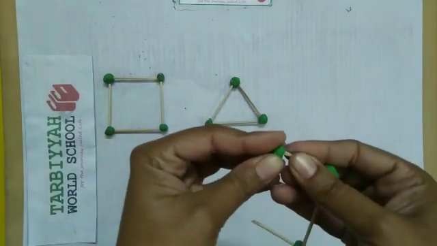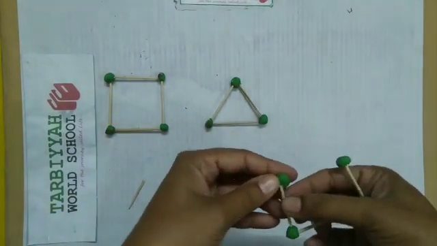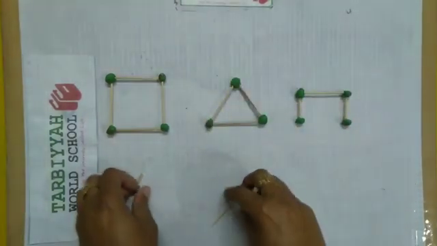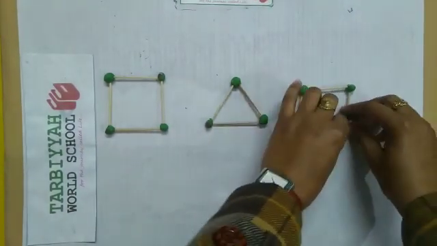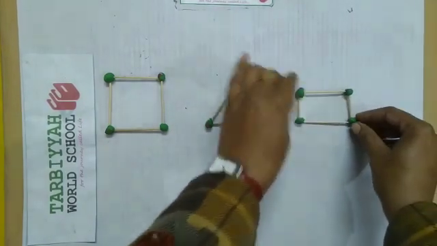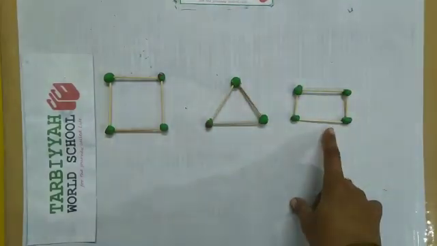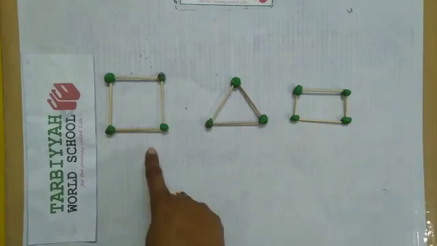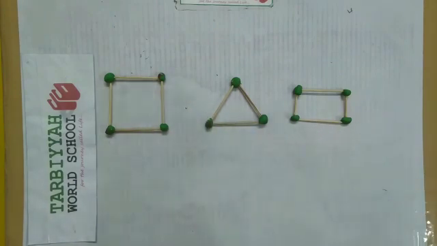And like this. Yes, very good. And like this. Yes, now like this. And now like this. Now which shape is this? Can you tell me, my dear students? Yes, this is rectangle. Which shape is this? Rectangle. Square, square, triangle and rectangle.